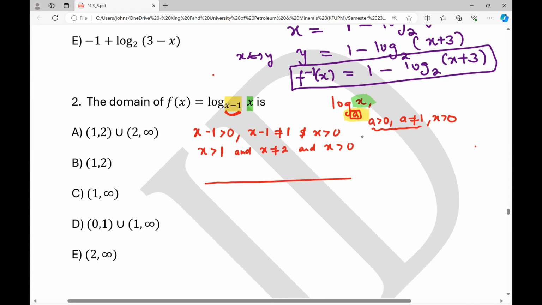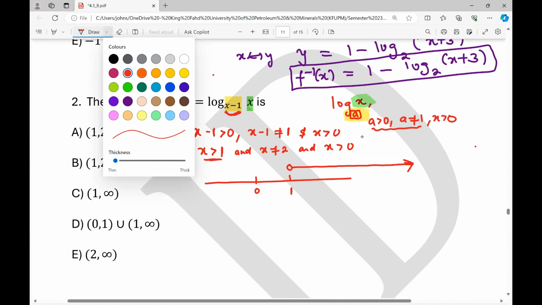So actually, this is what we have. x is greater than 1, right? So let's assume you have the point 0 here, and then you have the point 1 here, right? So which one are we going to take? We said x is greater than 0 here, and here x has to be greater than 1. So it means you cannot take this part. So let's look at this one. x greater than 1 simply means this, we can take the intersection. So this is x greater than 1, all right? So let's take another one here.